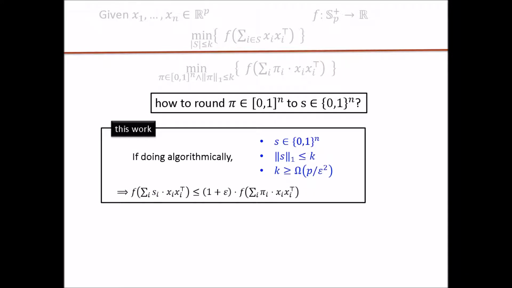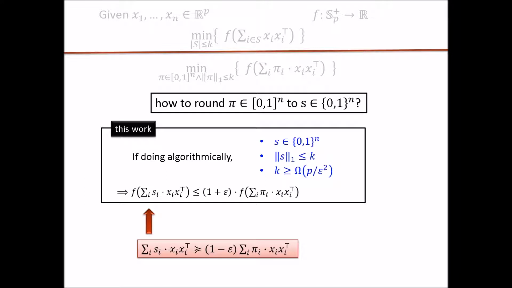In order to show this result, let me now claim that it suffices to solve the following simpler problem without even thinking about function f. That is, now I want to do the fractional rounding from this fractional solution pi to an integral vector s, so that the integral covariance matrix spectrally dominates 1 minus epsilon times the fractional covariance matrix. I claim that as long as we can guarantee this, then we automatically have the above inequality for any function f satisfying essentially the first 2 properties that we assume, convexity and monotonicity and the sublinearity.